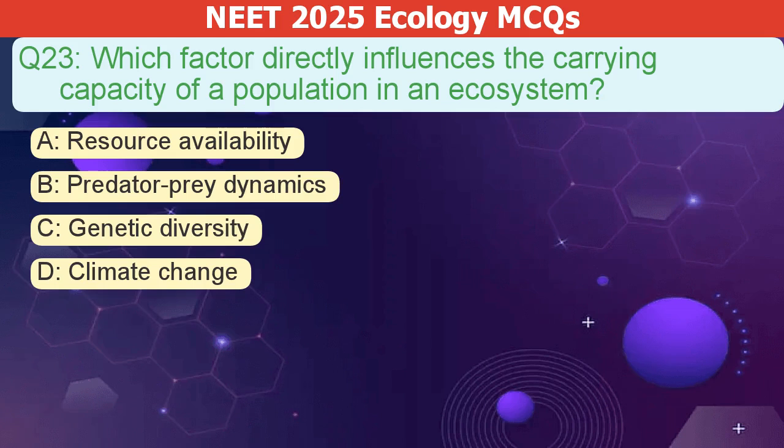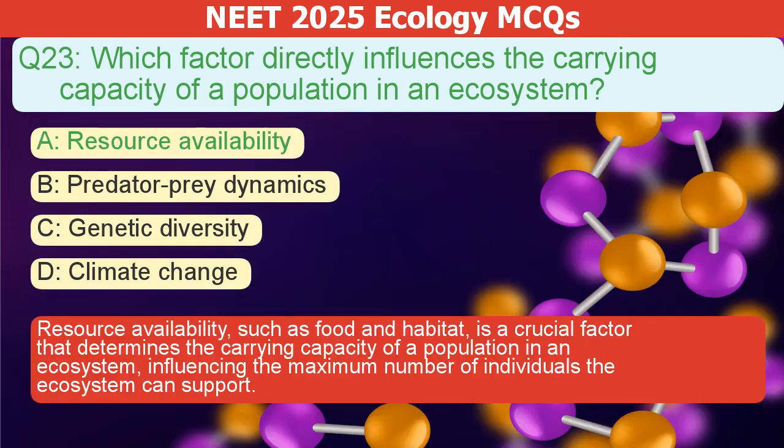Which factor directly influences the carrying capacity of a population in an ecosystem? A. Resource availability. B. Predator-prey dynamics. C. Genetic diversity. D. Climate change. The correct answer is A. Resource availability, like food and habitat, is a crucial factor determining an ecosystem's carrying capacity. This means it influences the maximum population size the ecosystem can support.